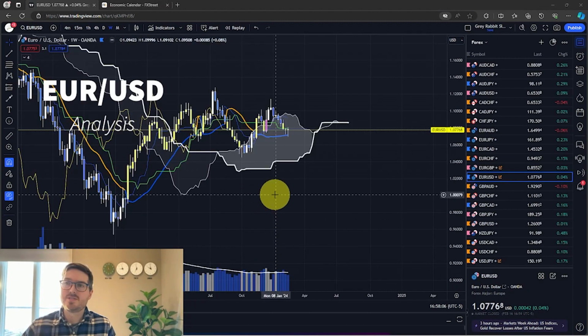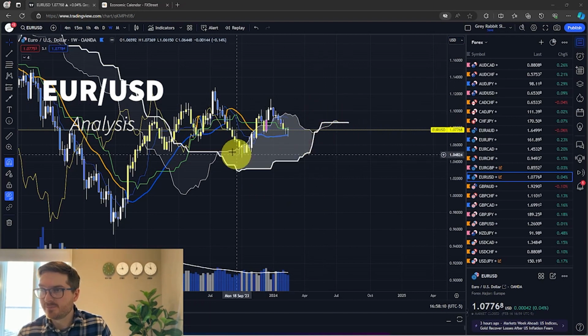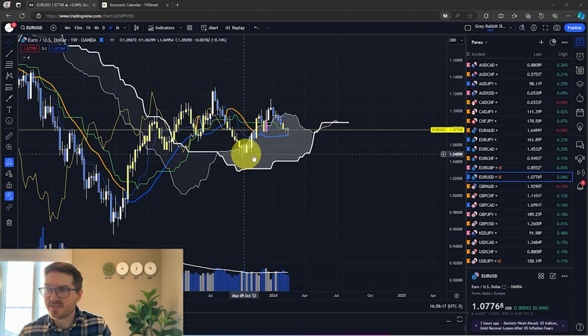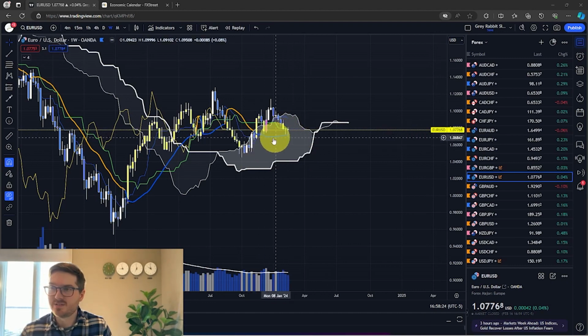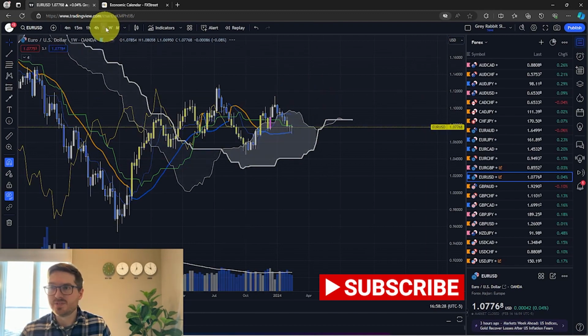Okay, Euro USD on the weekly. Now, in terms of Ichimoku on the weekly, guys, this is kind of a neutral market. We have the Kumo cloud twisting a lot. We've got the Chikou span tracing the candles. We've got price inside the Kumo cloud. So overall, this is kind of just a neutral market. So I'm going to go to the daily for more detail.